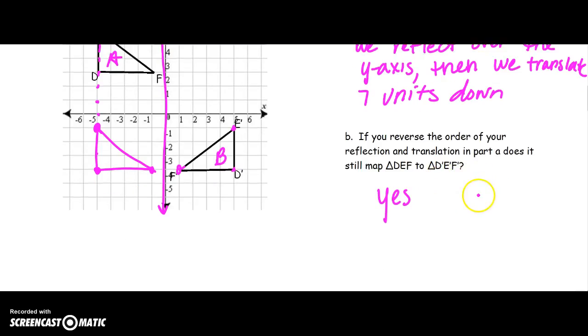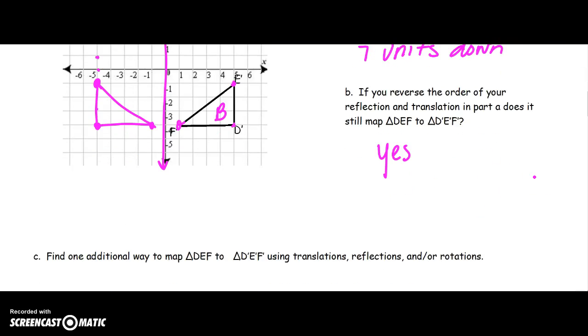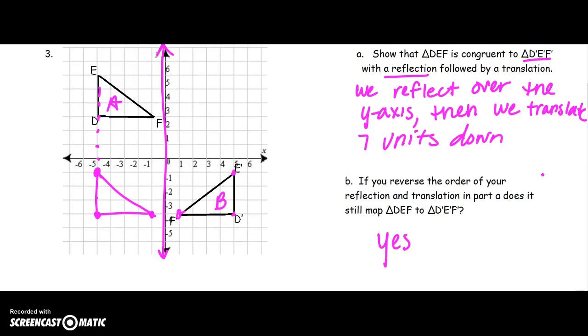Okay, and if you look at part C, it says find one additional way to map triangle DEF to triangle B using translations, reflections, or rotations. So is there another way you could map this not by using, let's say, reflecting over the y-axis? So here's my part C. You can write it under yours. I just want to make sure you can see the picture.